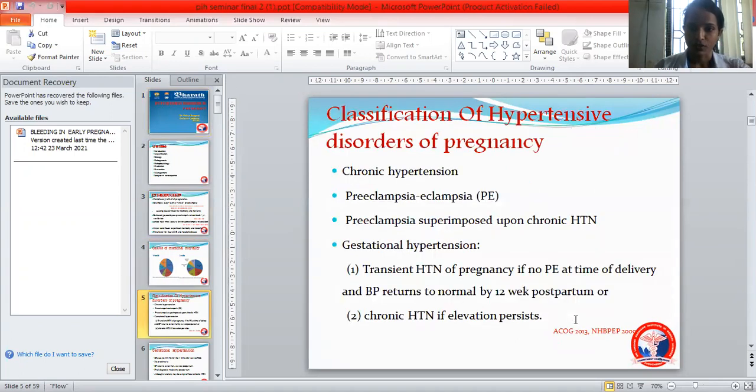The hypertensive disorders of pregnancy have a variety of spectrum, starting from chronic hypertension, pre-eclampsia and eclampsia syndromes, pre-eclampsia superimposed on chronic hypertension, and gestational hypertension. Gestational hypertension is the mildest variety of the spectrum. It means that there is a transient hypertension of pregnancy, with no pre-eclampsia at the time of delivery, and the BP returns to normal by 12 weeks postpartum. If after 12 weeks we measure the BP and it continues to be high, then we call it chronic hypertension.